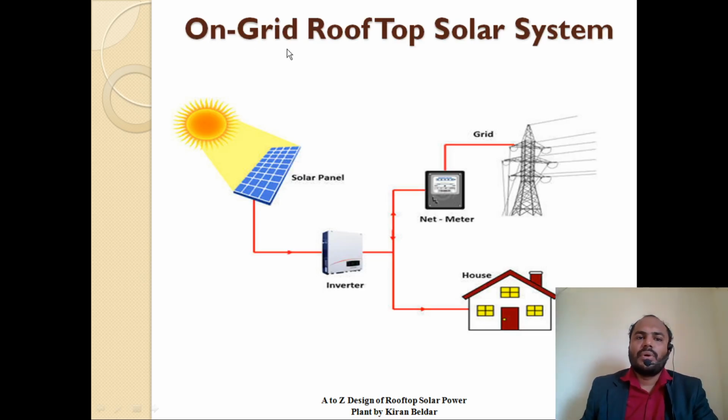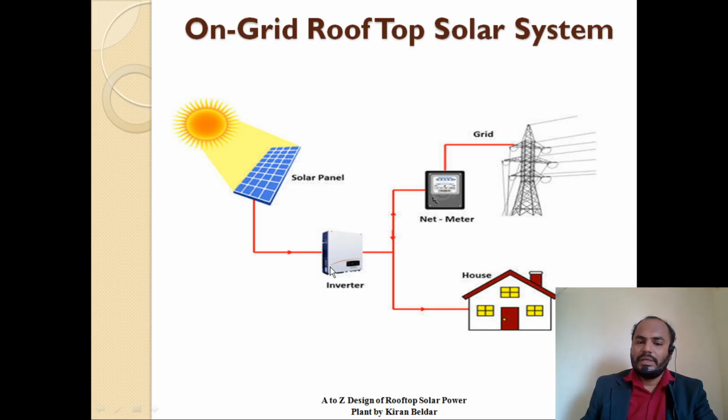Now we first focus on the on-grid rooftop solar system. Basically, on-grid means the solar system which is connected to the grid. We will see this diagram in detail. Let's say when the sun's rays fall on a solar panel, the photons are absorbed by a solar cell and DC electricity is generated inside the solar panel. Then this DC electricity is connected to the inverter.